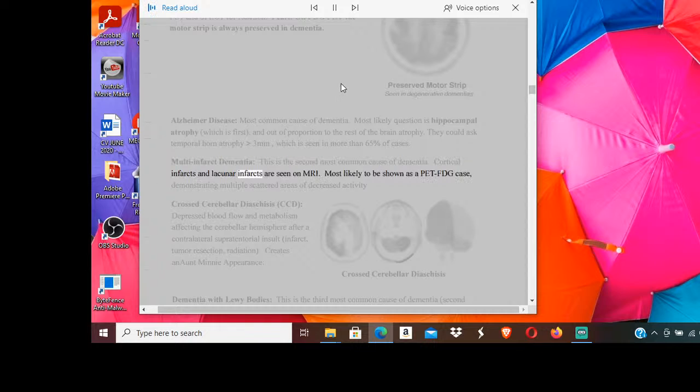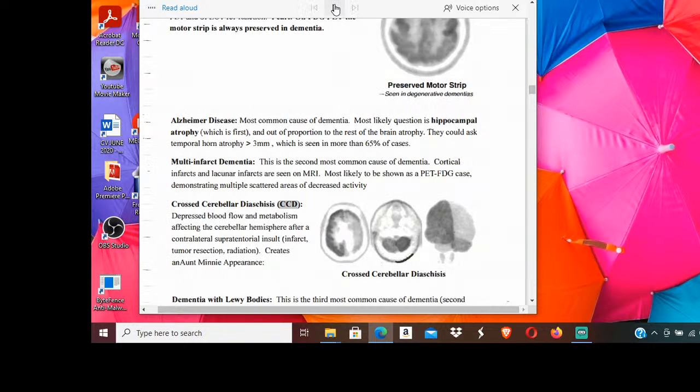Cortical infarcts and lacunar infarcts are seen on MRI. Most likely to be shown as a PET case, demonstrating multiple scattered areas of decreased activity. Crossed cerebellar diaschisis, CCD.